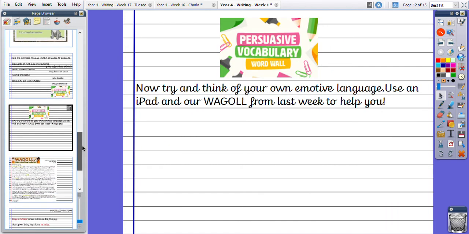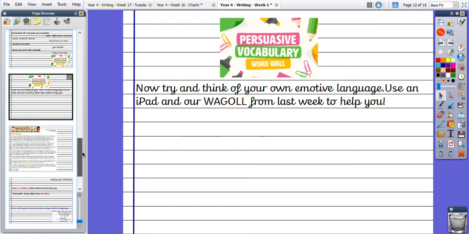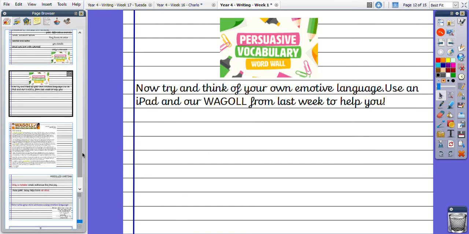Okay. Can you think of your own emotive language? So I want you to have a little think if you can make a list of your own vocabulary you might wish to use to persuade someone, to persuade Mr. Arable to save the runt pig. So you can use an iPad, or you can use our waggle from last week to help you, and I've attached it to the flip chart on the next slide. Okay, you can also use the dog slide that we have just read from to pick up some more vocab. So pause the video and make a list of vocabulary you might wish to use in your persuasive letter.